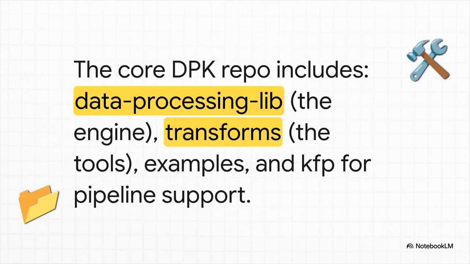All right, to kind of get our bearings, let's peek inside the DPK code repository. Think of it like this. Data processing lib, that's the engine. Transforms is where all the cool tools live. And examples, well, that shows you how to put it all together. It's even got stuff for orchestrating big pipelines. But for today, we're going to focus on that core engine and, you guessed it, those super powerful transforms.